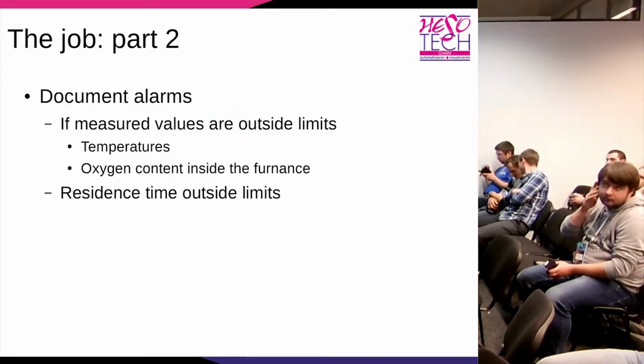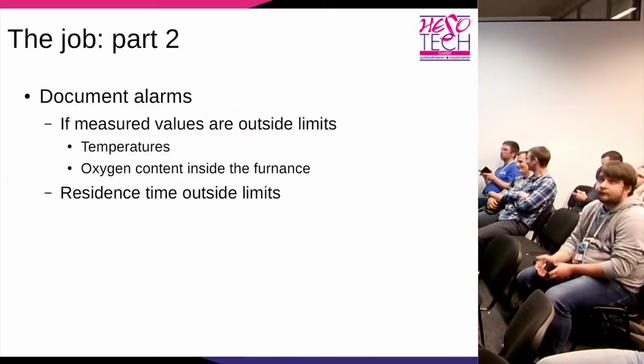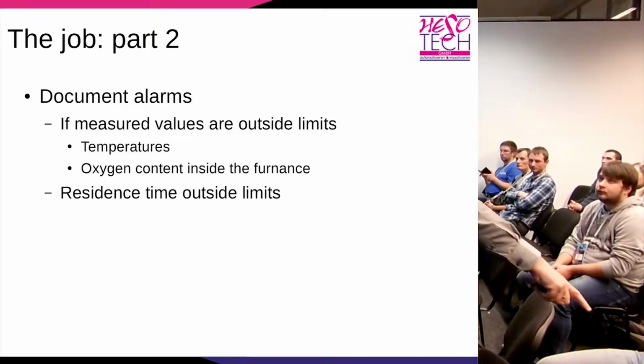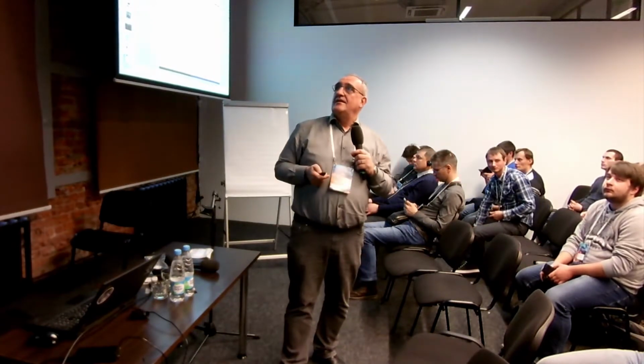So we have to document all the alarms. This is if the temperature is too high or too low, or the pushing is too fast. There's also oxygen. Inside the furnace is oxygen free. Otherwise, it would not look like that, so silver. It would look brown. And the residence time inside the zone also has to be measured and checked.